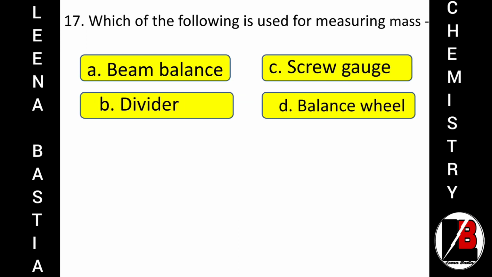Question number 17. Which of the following is used for measuring mass? The options are beam balance, divider, screw gauge and balance wheel. The answer is beam balance, or it is simply called a balance.